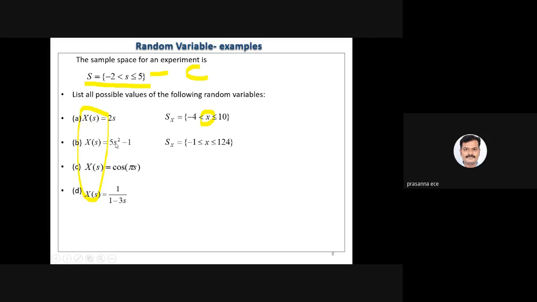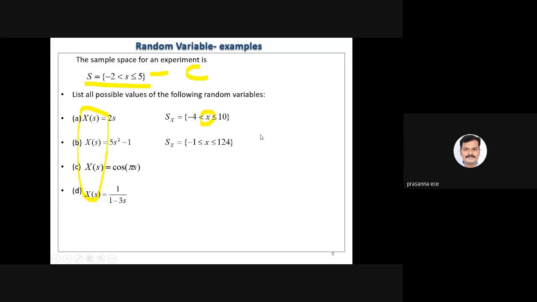Yeah, actually here there is a mistake, right? So just change this one. So it is from -1 to 124, correct? So at -2 here it is 4. When it is 0, it is -1. Okay, so this is the correct set of all the x values.